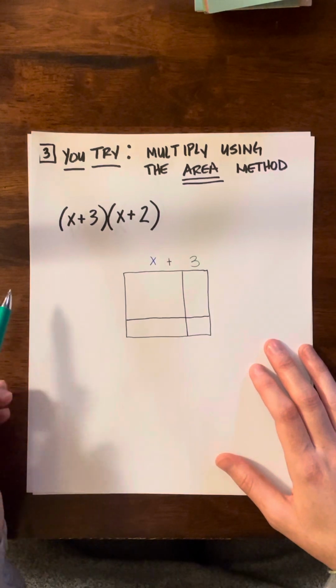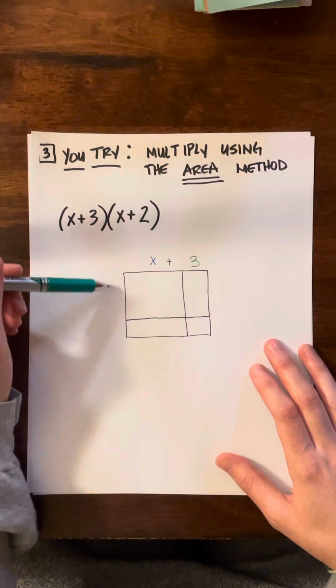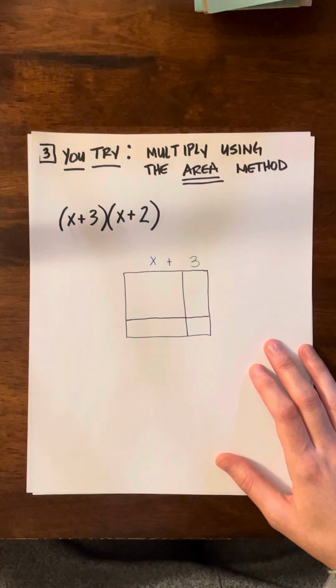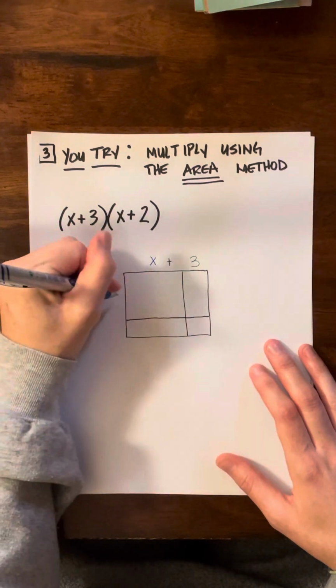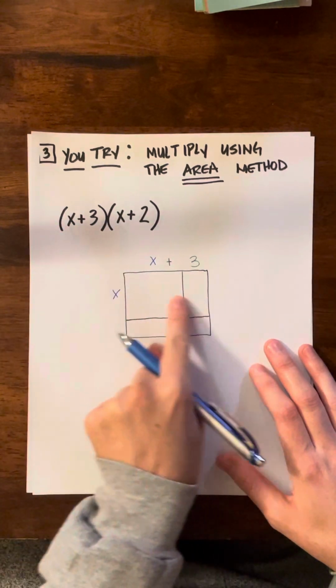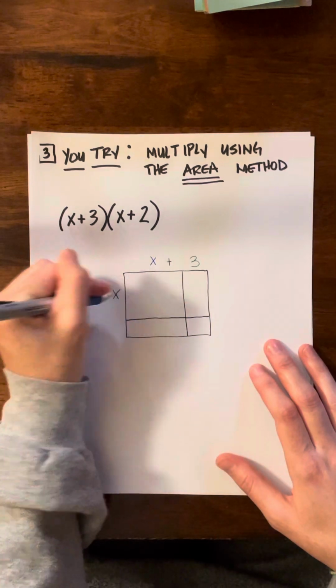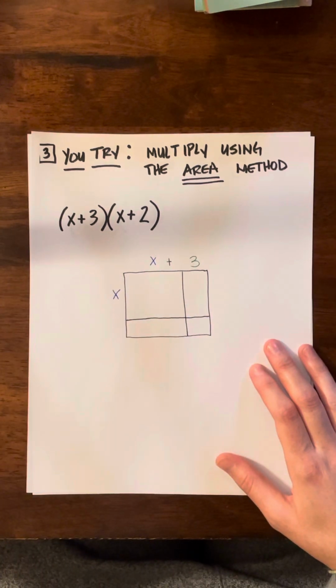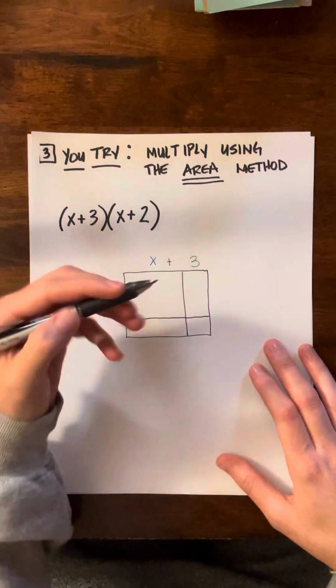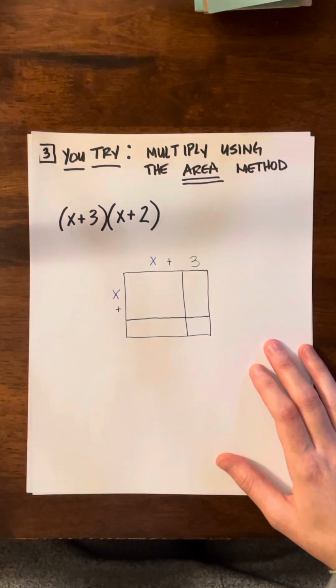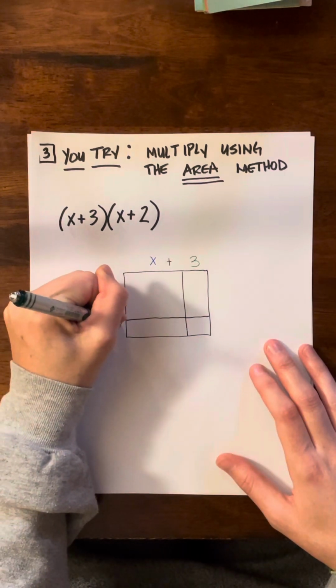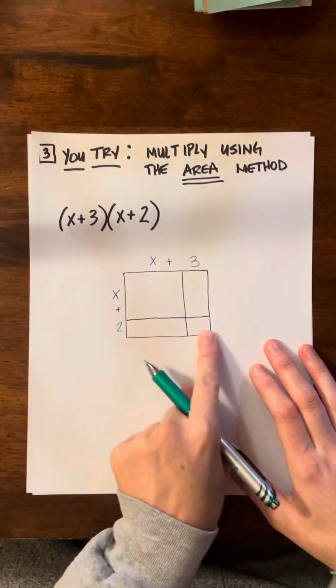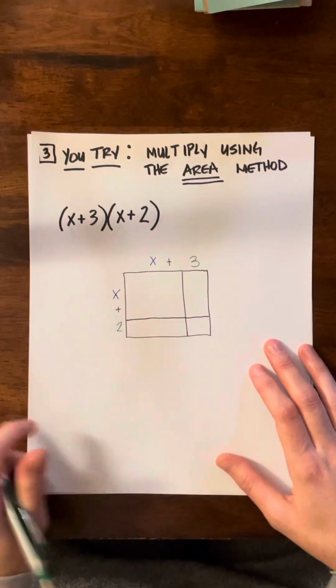Now we move on to our next set of parentheses, which goes on the side. We start with x, which goes here in this first row. And then we have plus 2, which is a positive 2. So we're going to write that in green. And that goes in this row, right here.